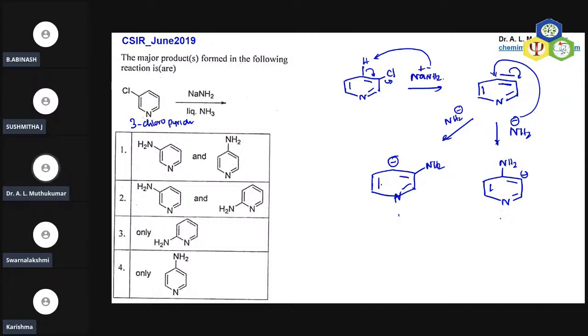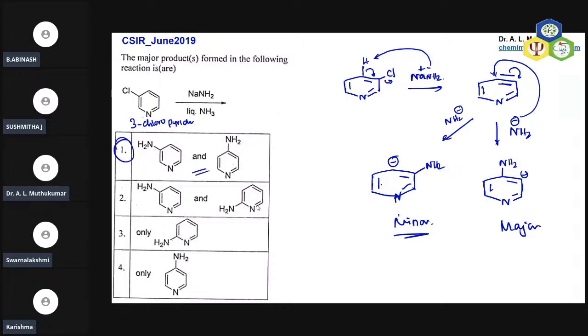Okay, so this will be formed as the major product. This will be formed as the minor product. So that means you will be getting a mixture of major and minor product. That is, you will be getting a mixture of C4 and C3 aminopyridine products. So what is the right answer if you ask? That is option 3 is the right answer.